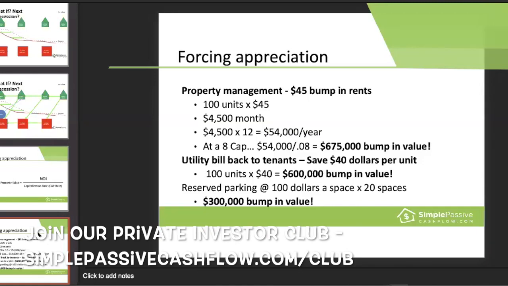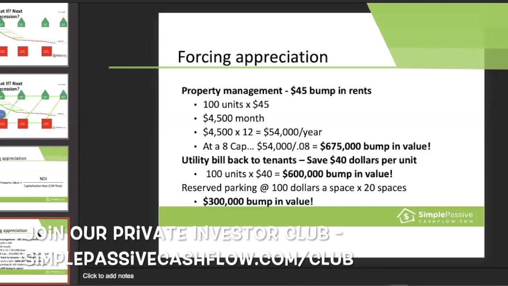Another example is utility bill back to tenants. Sometimes it's not that you're creating more revenue, but a dollar saved is the same as a dollar earned. So in this case, you're saving money. 100 units times $40 per unit saved a month, you're bumping the value up $600,000.